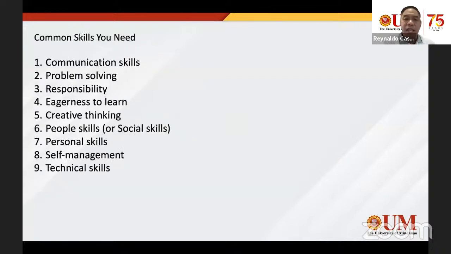So what are the common skills that employers are looking for from the applicants, no? This is a survey done by the Times Higher Education, no? And number one in the list is communication skills. When I say communication skills, it's not about the ability for you to speak in English. How good is your English?